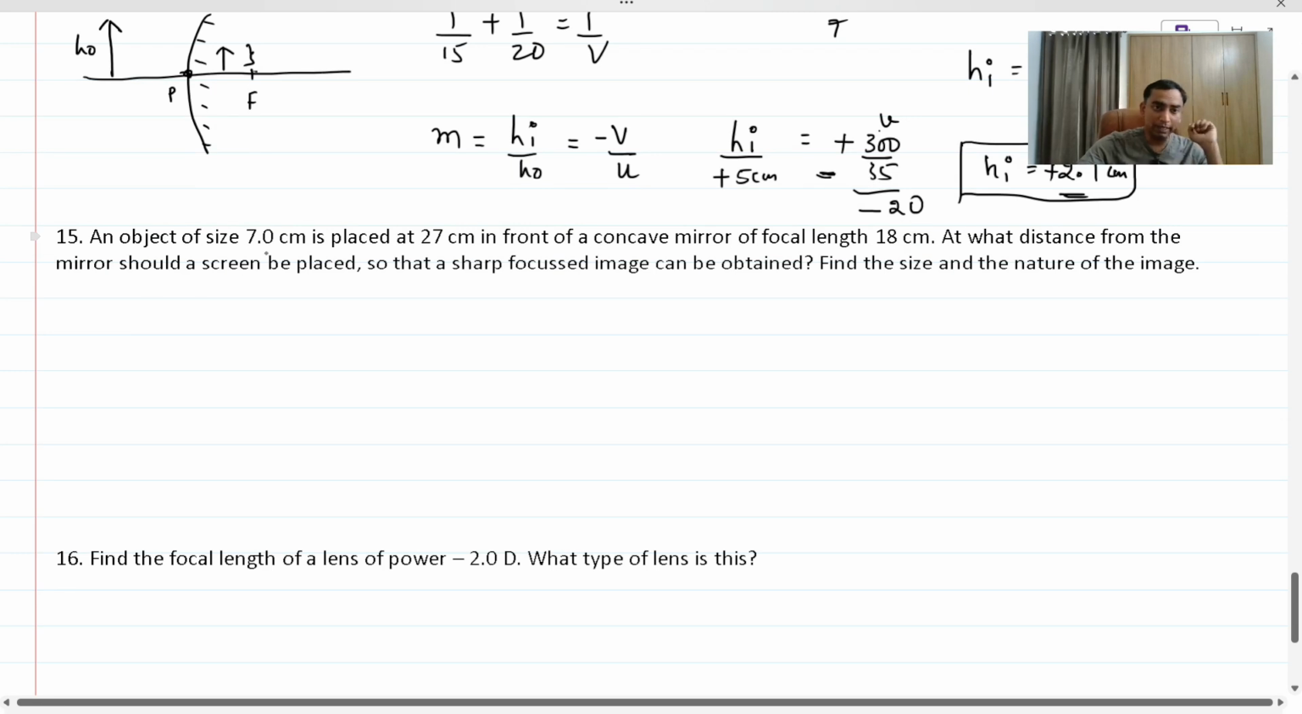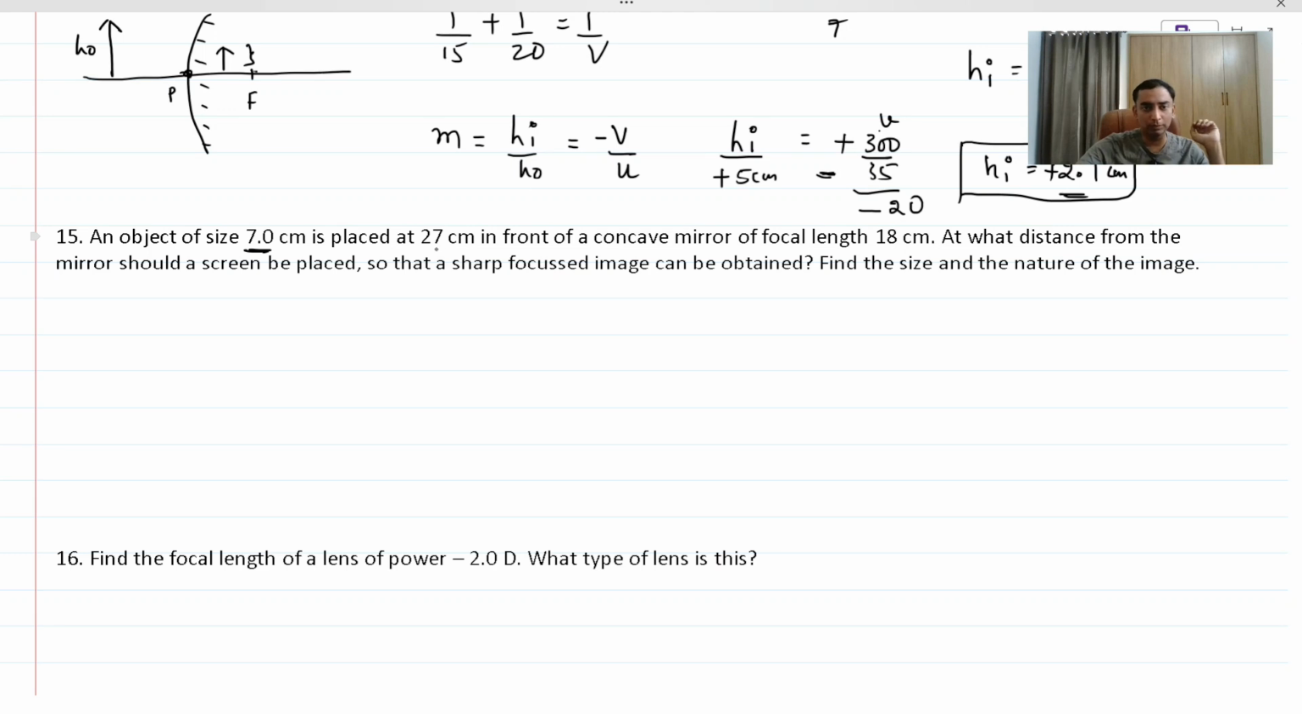Now the object size means the length, or you can call it the height of the object. So object distance is given, u is minus 27 centimeters. The concave mirror has focal length negative 18 centimeters. At what distance from the mirror should the screen be kept?